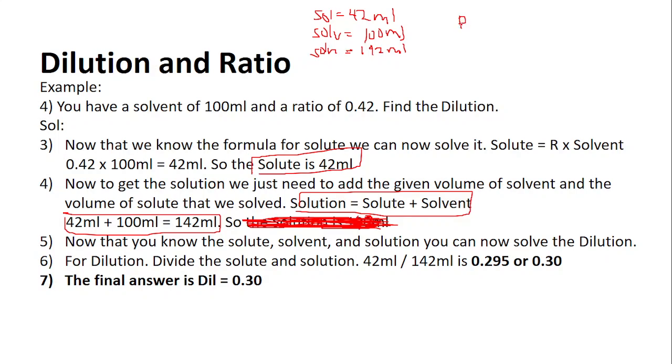Now, we can proceed to solve for dilution. So, dilution is equal to solute divided by solution. Sorry, not solvent, solute divided by solution. So, solute is 42 ml, divided by 142 ml. Your answer is 0.295.